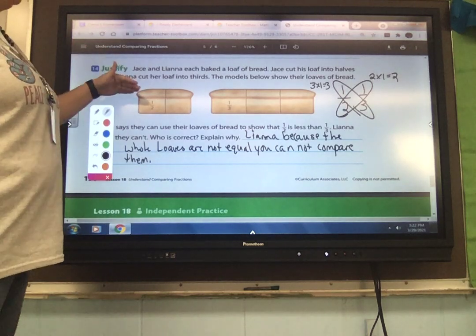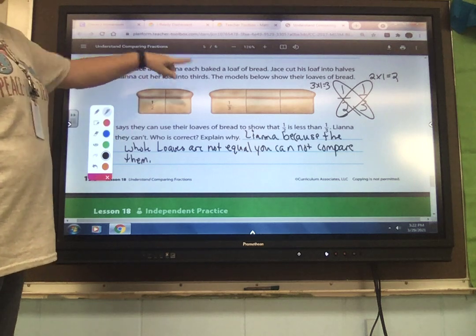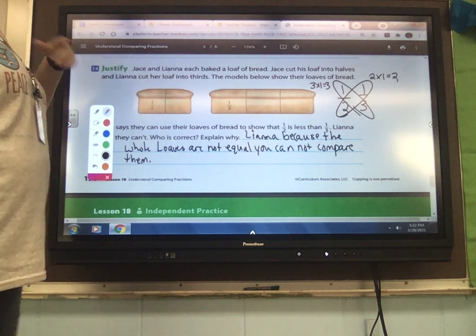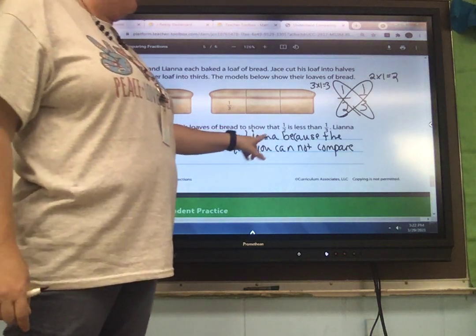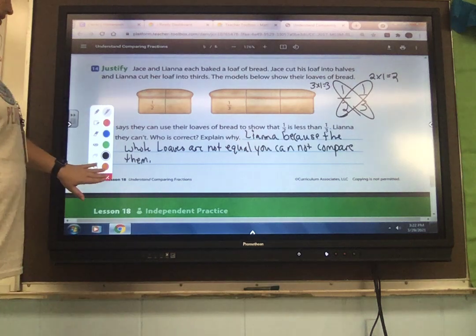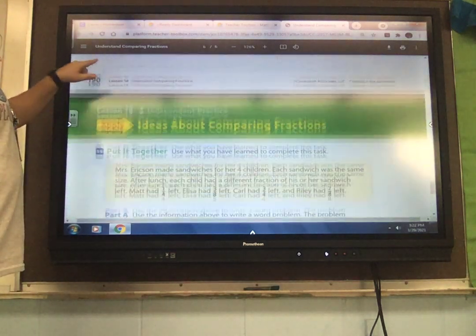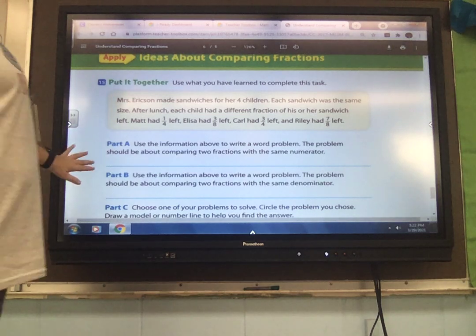Let me go back over it. You cannot compare these because your whole loaves are not equal. So Leanna is correct because the whole loaves are not equal. You cannot compare them. The first thing I taught you with fractions and comparing, even finding equivalent fractions, is you had to make them equal lengths to start out with.